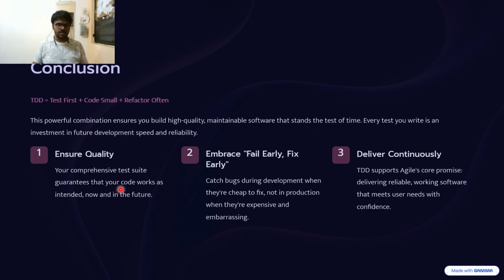So, what can we gather from all this? First of all, ensure quality. Your comprehensive test suite guarantees that your code works as intended now and in the future. Second, embrace fail early, fix early. Catch bugs during development when they're cheap to fix, not in production when they're expensive and embarrassing. And finally, deliver continuously. Test-driven development supports agile's core promise: delivering reliable, working software that meets user needs with confidence.